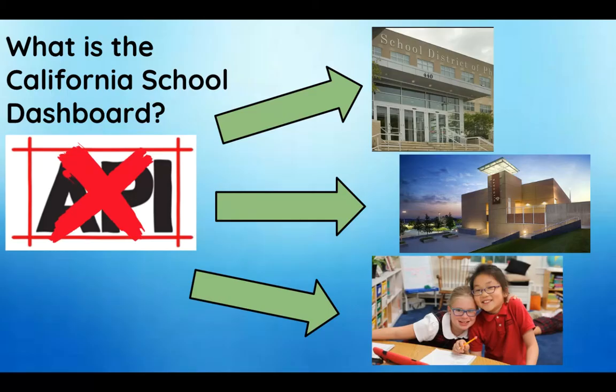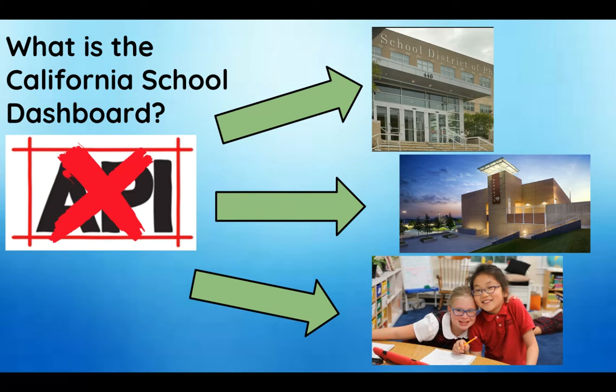The dashboard is a new web-based accountability system that fosters continuous improvement by encouraging a deeper look at data from districts, schools, and student groups on certain state and local indicators. The emphasis for the new dashboard is performance on multiple measures. This new multiple measure system replaces the former Academic Performance Index, or API, which was based solely on testing results, and the federal requirement to calculate adequate yearly progress, or AYP.